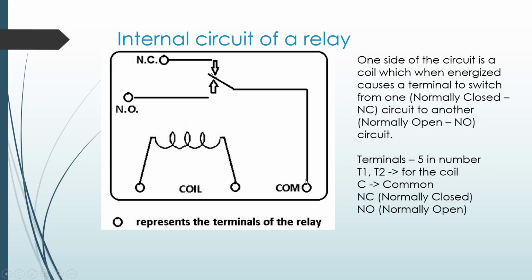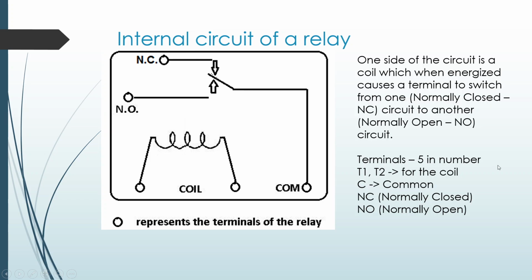You can see that COM over here, which is the common point, is now connected to the NC. So when there is no electricity in the coil, COM is connected to NC. When I connect the coil to an electric current, the coil gets energized. This armature will be attracted towards it, and when it is attracted towards it, it gets connected to NO. So when this coil is energized, COM will then be connected to NO. When this is not energized, COM is connected to NC.